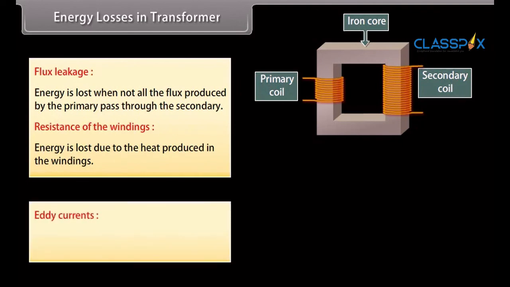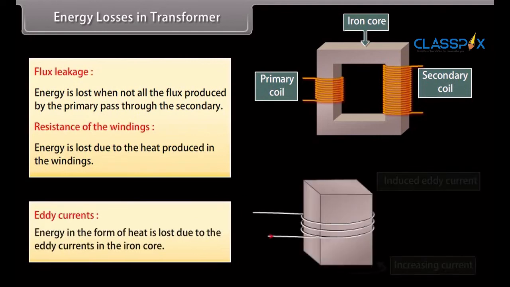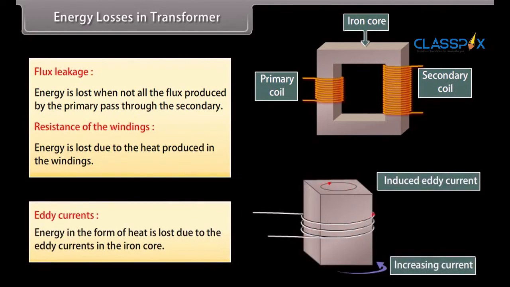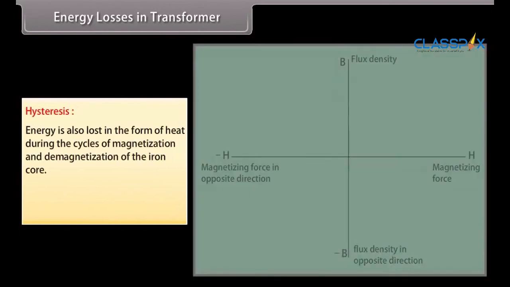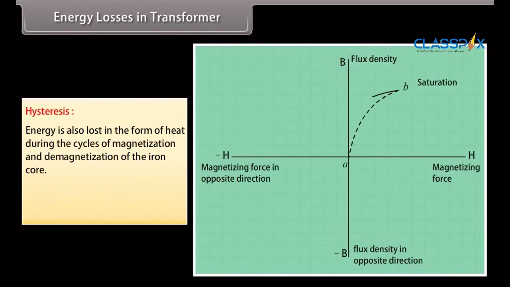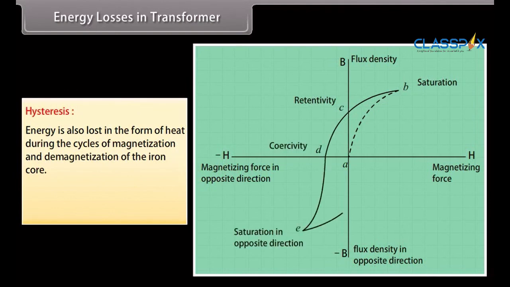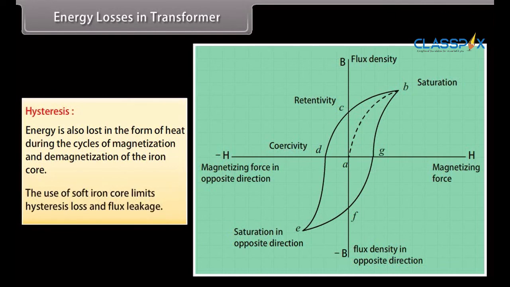Eddy currents: energy in the form of heat is lost due to the eddy currents in the iron core. This loss is reduced by using a laminated core. Hysteresis: energy is also lost in the form of heat during the cycles of magnetization and demagnetization of the iron core. This loss can be minimized by using core material having a narrow hysteresis loop. The use of soft iron core limits hysteresis loss and flux leakage.